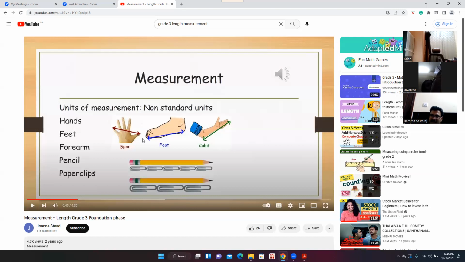Your nail is how many centimeters? My nail. Is it 1 centimeter? How many centimeters? Like almost 11, 12, 13, 14.